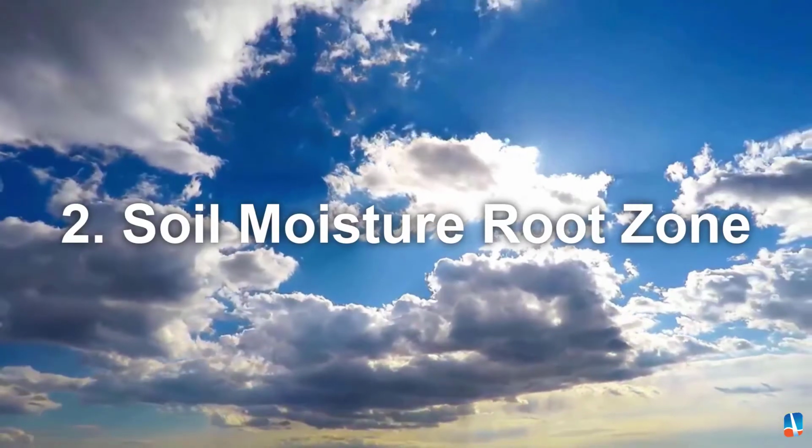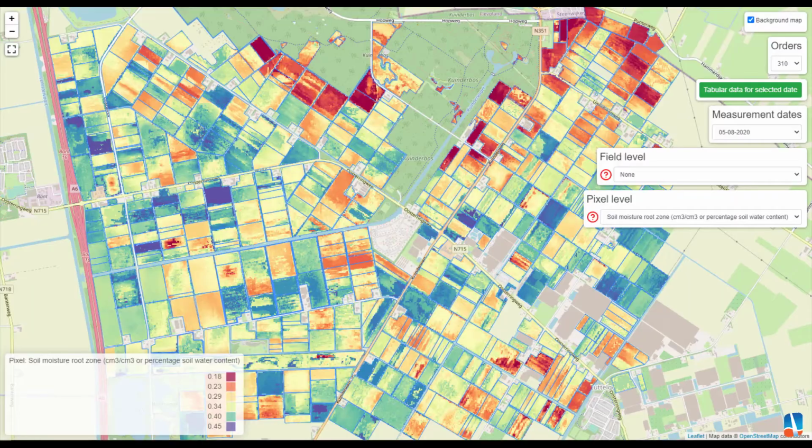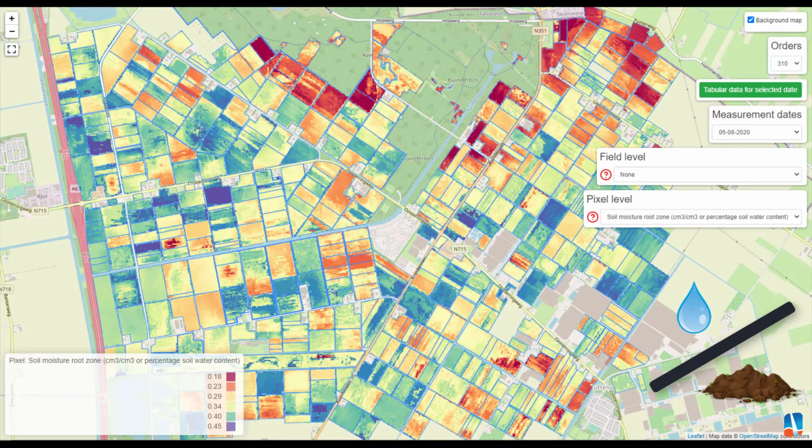Number 2, soil moisture root zone. The irrigation advice is based on soil moisture. This is the volumetric soil water content expressed in cubic centimeter of water per cubic centimeter of soil. Soil moisture tells you the absolute amount of water in the soil, like how wet or dry your field is.